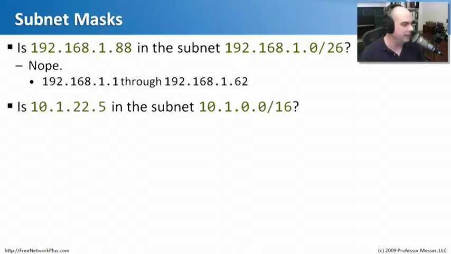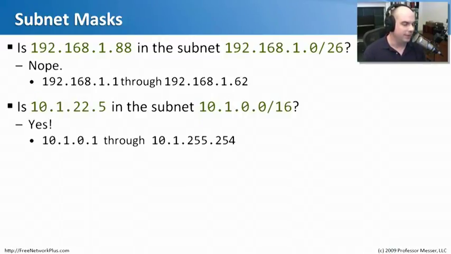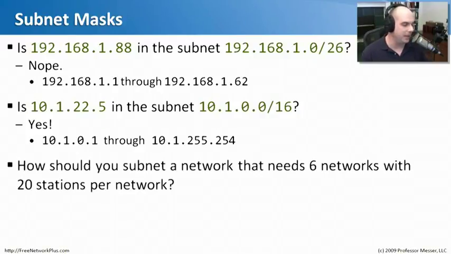So let's do another one. Is the IP address 10.1.22.5 in the subnet 10.1.0.0/16? Well, we did one of those with that same subnet mask in a previous video, and if you remember, that certainly would be, because the range of IP addresses in that subnet is 10.1.0.1 through 10.1.255.254. That's a lot of devices on a single subnet, over 65,000. But there are some networks that are subnetted like that out there in the world. Even if you don't use all 65,000, the subnet may still be set up that way.